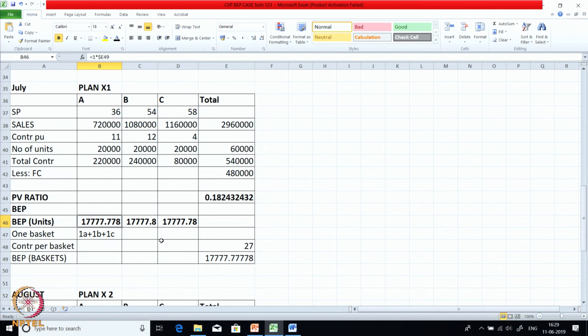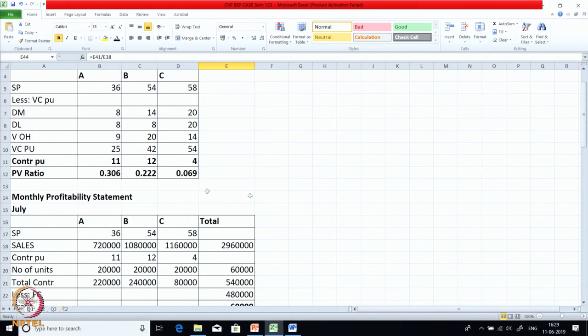Okay? So, you can either calculate it in terms of units or you can also calculate it as rupees. Now, how will you calculate it in terms of rupees? You know the formula FC divided by PV ratio. Getting it? Only one thing is, earlier we used to do it for individual product. Now we are taking a weighted average PV ratio. So for the whole basket, the PV ratio is 0.18.